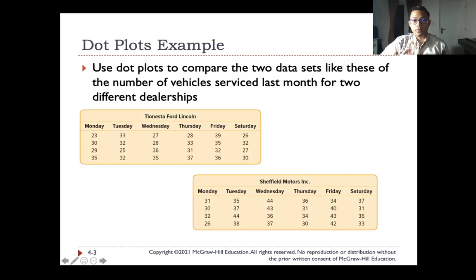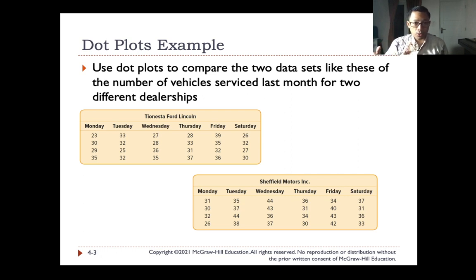So let's start with the first one, which is the dot plots. We can use dot plots to compare two data sets like these. We have the Tionesta Ford Lincoln, which is the number of vehicles serviced in the last month, and then the number of vehicles serviced last month at Sheffield Motors Inc. Dot plots are useful for comparing two different data sets, so we'll have a particular plot for the Tionesta Ford Lincoln, and also one for Sheffield Motors Inc.